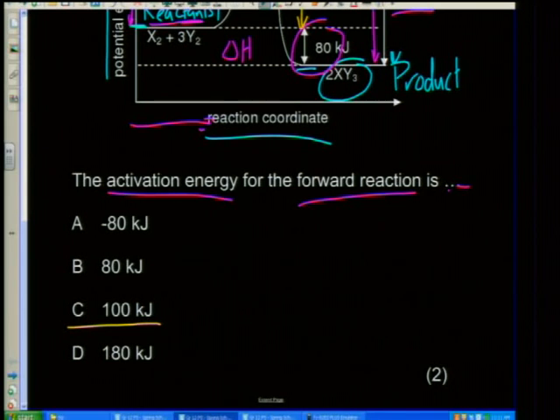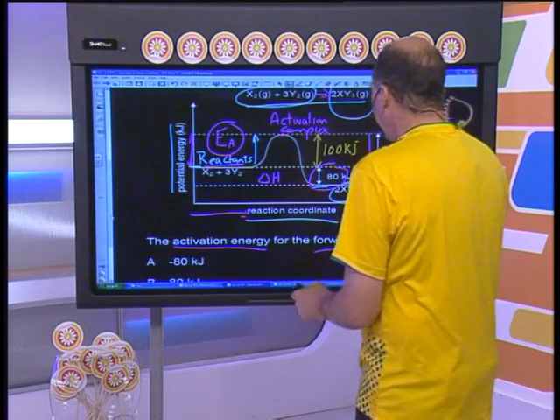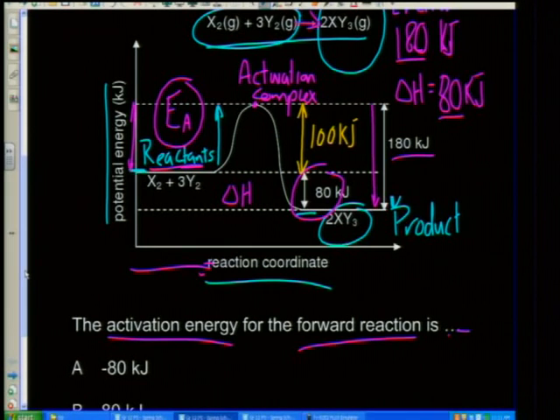Guys, before we speed on to the next question, I do want to mention something that I think is very important to wrap up energy profiles. What other type of question can they ask you? We've said what the activation energy of the forward reaction is, but what if they asked you for the activation energy of the reverse reaction? Well, the activation energy of the reverse reaction would be that. It would be 180. And the energy given off would be that.